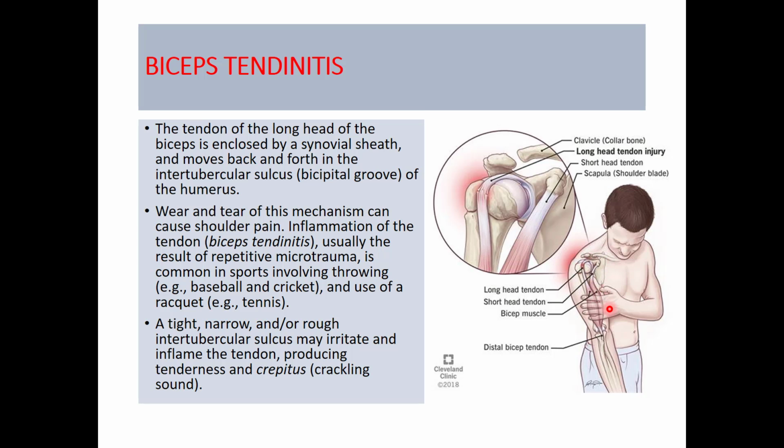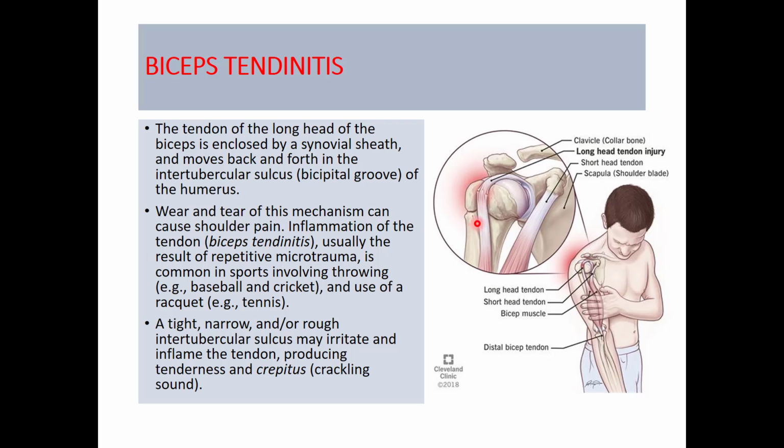Wear and tear of the mechanism can cause shoulder pain. Inflammation of the tendon, which is called biceps tendinitis, is usually the result of repetitive microtrauma and is common in sports involving throwing and use of a racket, such as tennis. A tight, narrow or rough intertubercular sulcus may irritate and inflame the tendon, producing tenderness and crepitus, which is a crackling sound.